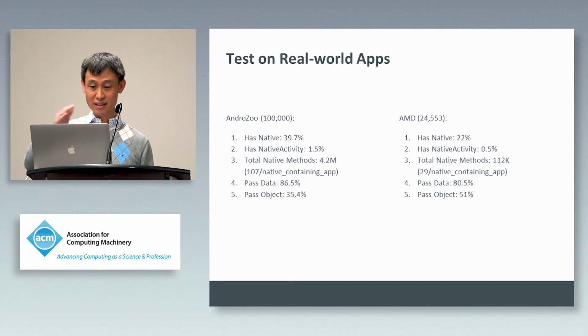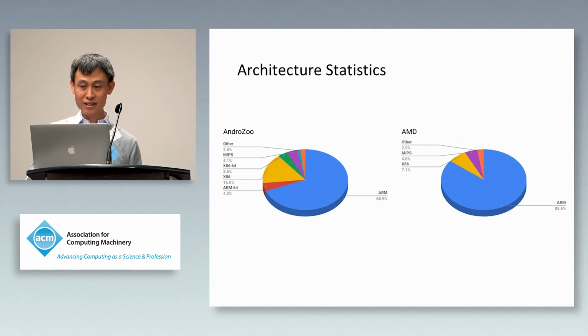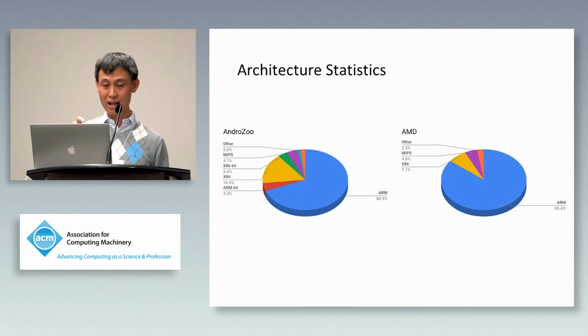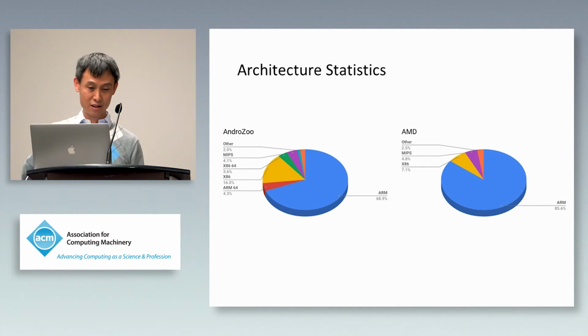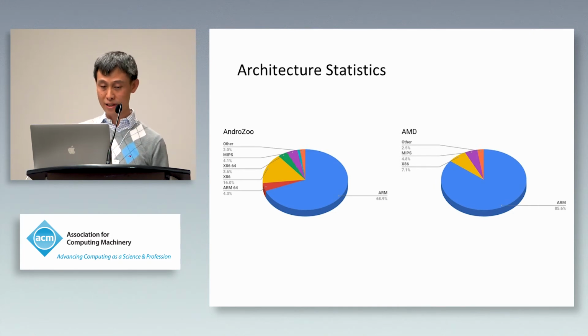Here are some statistics, like I mentioned: what's the percentage of the apps that have native code, how many apps have native activity, total native methods, those kinds of things. For the native code, we also have a breakdown on the architecture. That includes ARM 64 bits, x86, x86 64 bits, and MIPS. And these are what Angr can support.